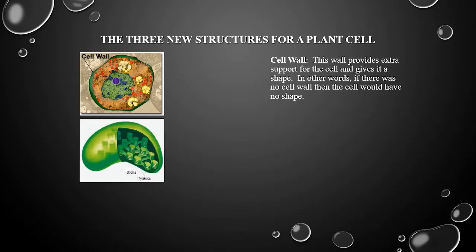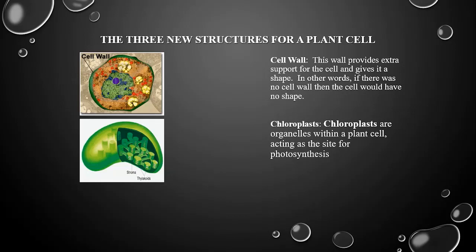Another structure is the chloroplast. Chloroplasts are organelles within a plant cell, acting as the site of photosynthesis, which converts light energy into relatively stable chemical energy. It is not only doing photosynthesis, it also provides diverse metabolic activities for the plant cell.